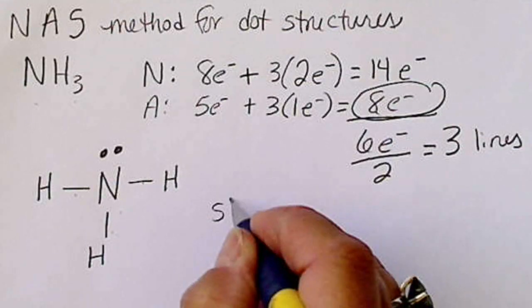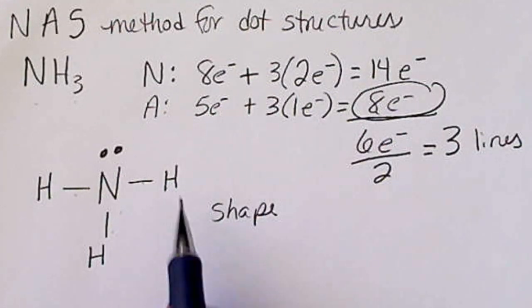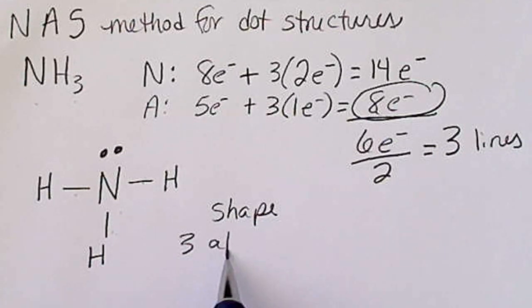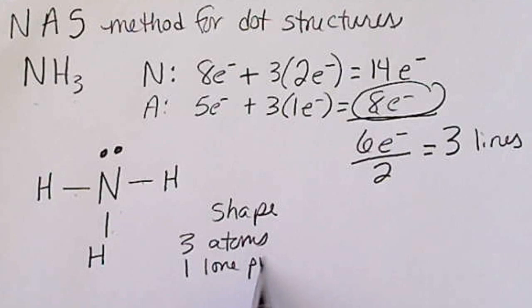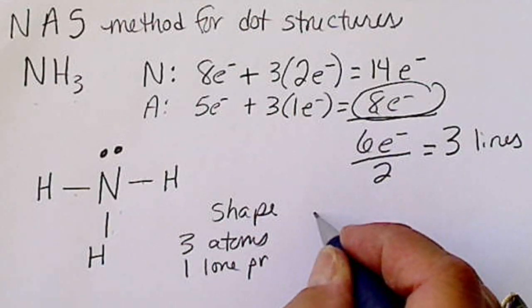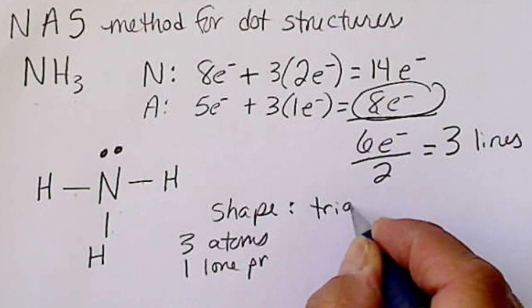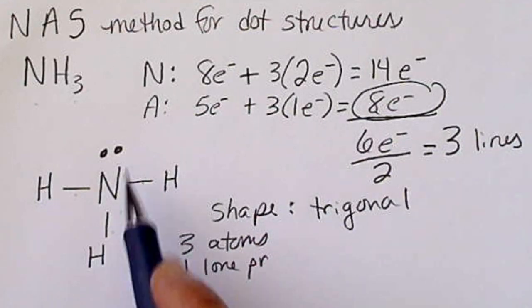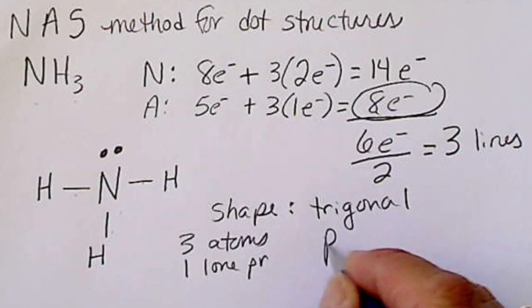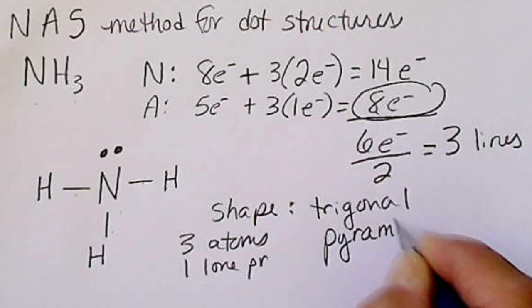The shape of this one, because there are 3 atoms and 1 lone pair on the central atom, is going to make this trigonal pyramidal. Remember, we can think of that lone pair as the top of a pyramid. Okay?